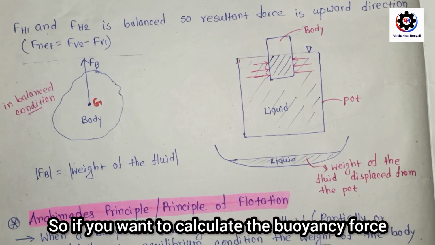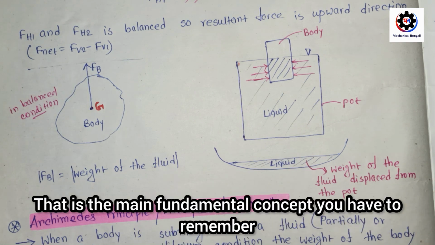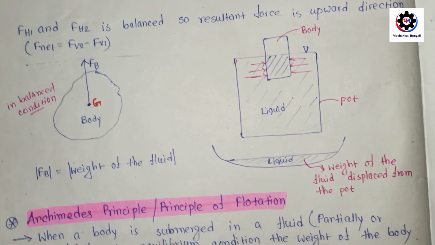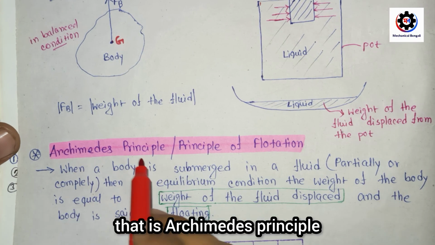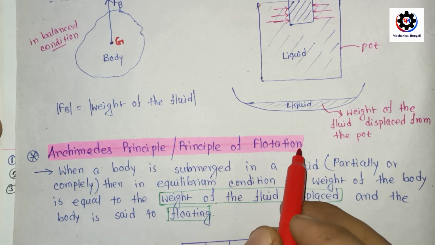So if you want to calculate the buoyancy force, that is equal to the weight of the fluid displaced. That is the main fundamental concept. You have to remember, this is a very important concept. Now there is one principle that is also important, that is Archimedes principle, also known as the principle of flotation. What is this?